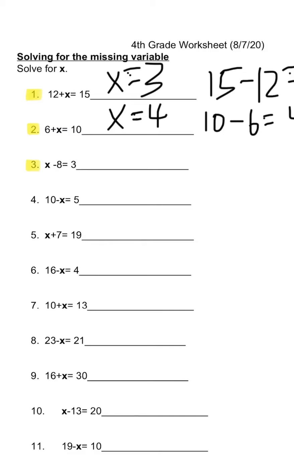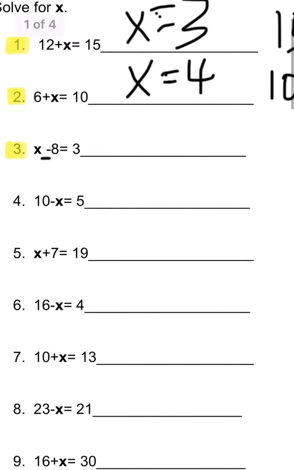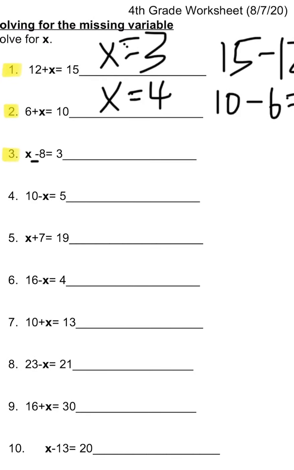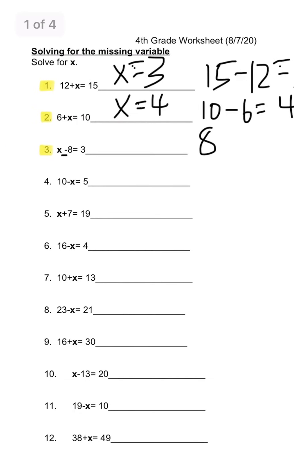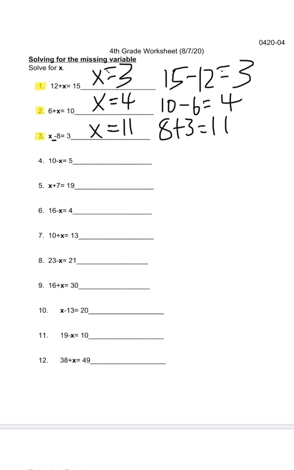Okay, I'm going to do number 3. x minus 8 equals 3. So you see here that we have a minus sign instead of a plus sign. So we're going to do 8 plus 3 now, and 8 plus 3 is 11. So we're going to do x equals 11. Okay, so go ahead and try the rest of the problems. We're going to move on to the next page.